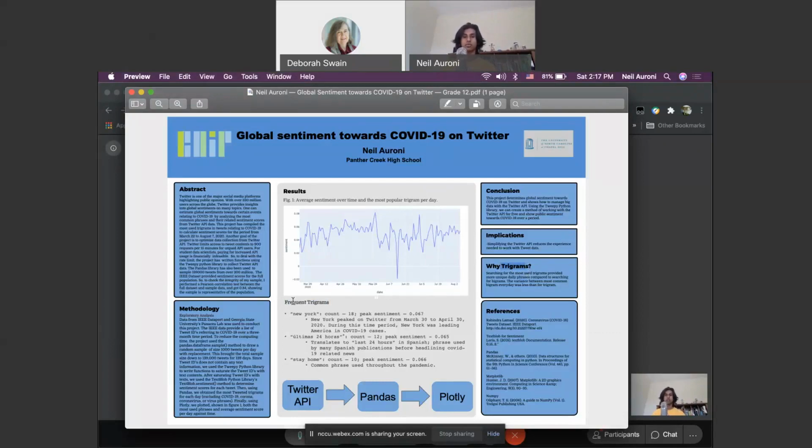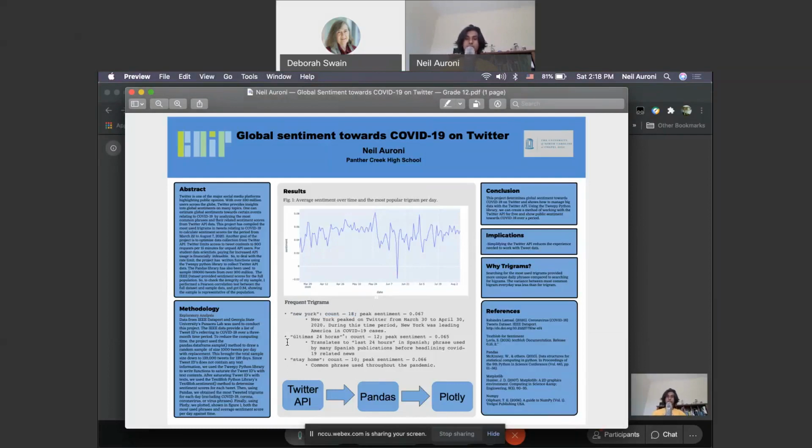Some frequent trigrams which came up were New York. This has a count of 18 over the 139-day period. New York peaked on Twitter from March 30th to April 30th, 2020. During this time period, New York was leading America in COVID-19 cases, and with New York, we can see there's a generally positive sentiment.